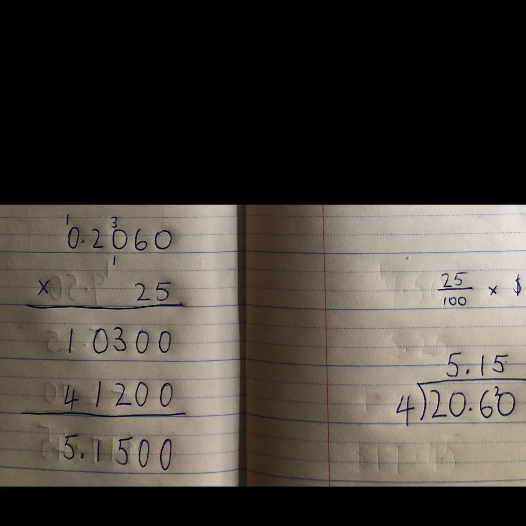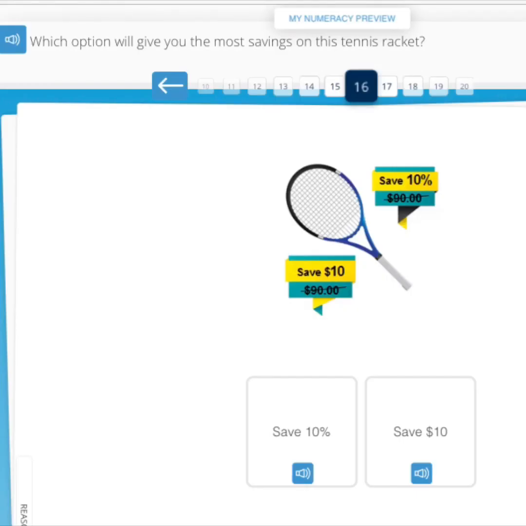All right, good luck. Towards the end of the My Numeracy task, there are some questions that are asking you to choose one of the options. Which option here will give you the most savings on the tennis racket? We've got a tennis racket worth $90, and you can either choose to save $10 or save 10%. So you're just going to have to work out how much 10% is. And obviously, if you are trying to get the best deal, you want that to be more than $10 if you're going to choose that option.